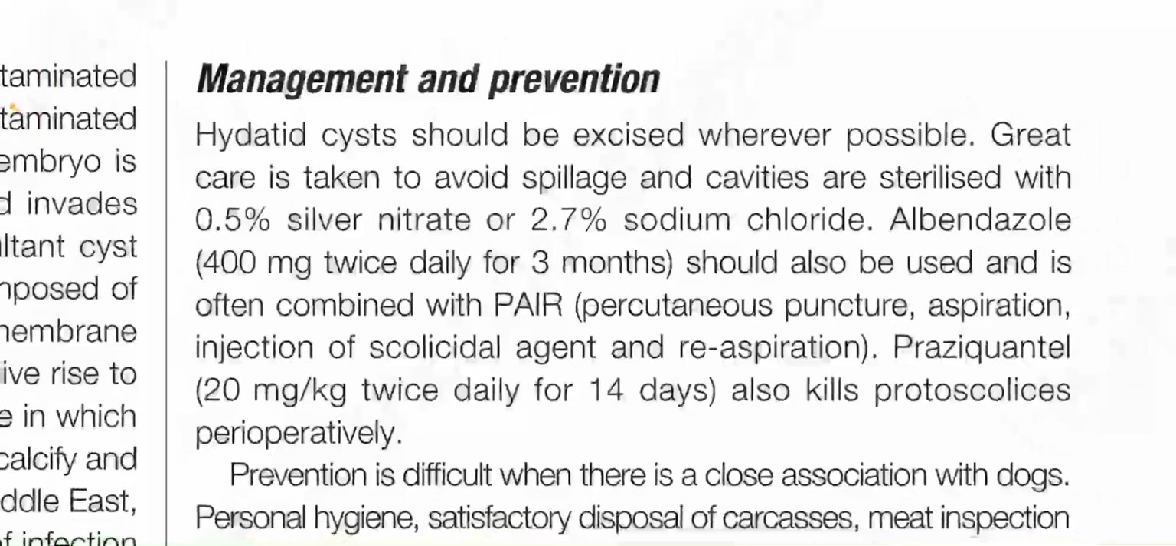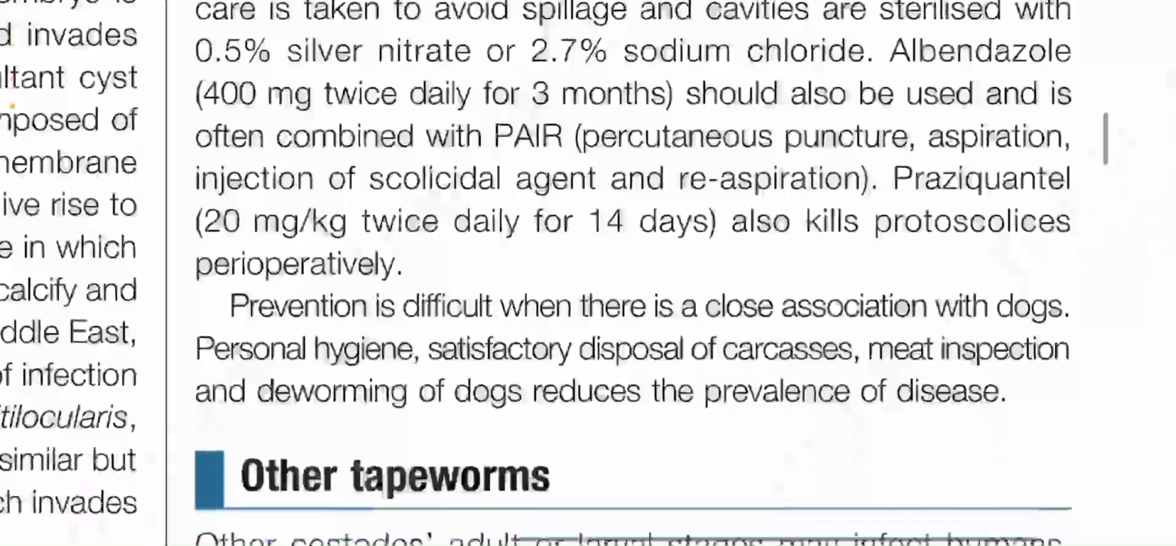Albendazole 400 mg twice daily for 3 months should also be used and is often combined with PAR. PAR means percutaneous puncture, aspiration, injection of scolicidal agent, and re-aspiration. Praziquantel 20 mg per kg twice daily for 14 days also kills protoscolices perioperatively.